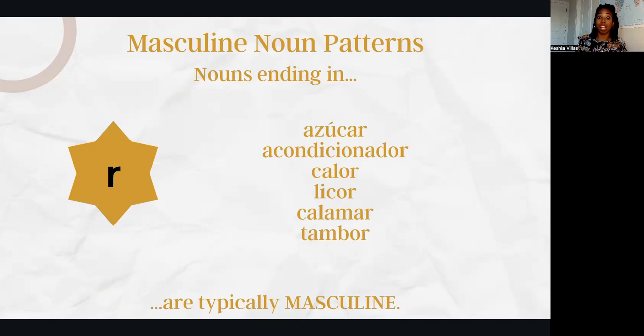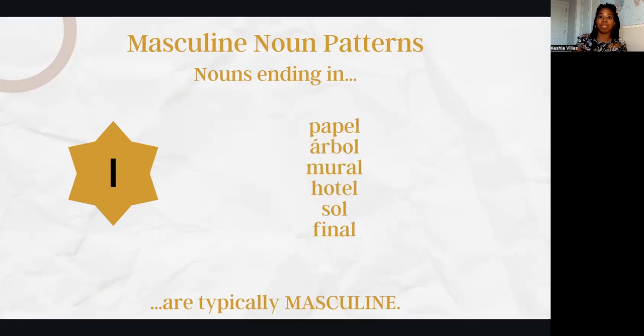Let's move on to our nouns ending in R. Azúcar, sugar. This one's a long one. Acondicionador means conditioner, like that you add to your hair. It can also mean air conditioner as well. Calor means heat. Licor means liquor. Calamar means squid. And tambor means drum, D-R-U-M, all masculine.